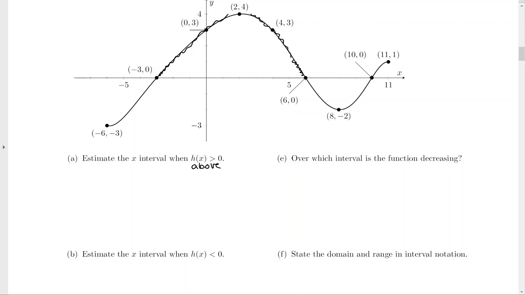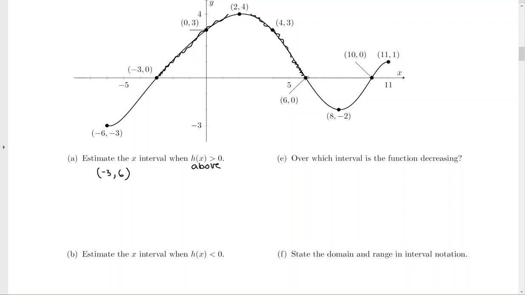So between -3, parenthesis, because -3 with a bracket would mean we're on it, we want to be above it, all the way over to 6. And again, we don't want to put a bracket on 6 because we want to be above, not on it. On it would mean equals, and we'd be sitting right on the axis, so we're going to use a parenthesis.